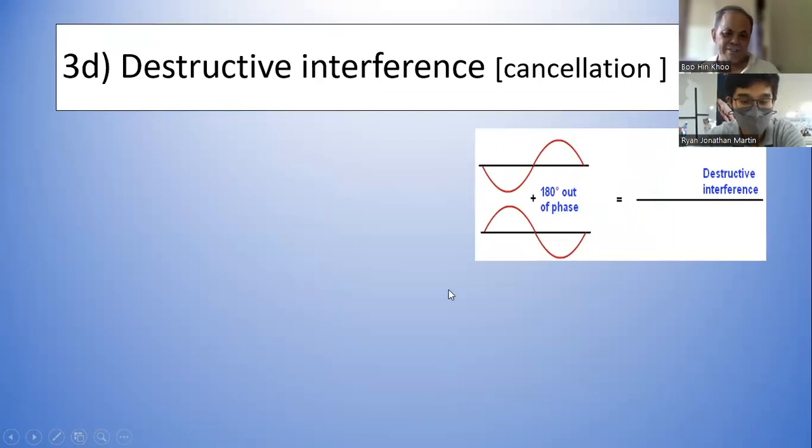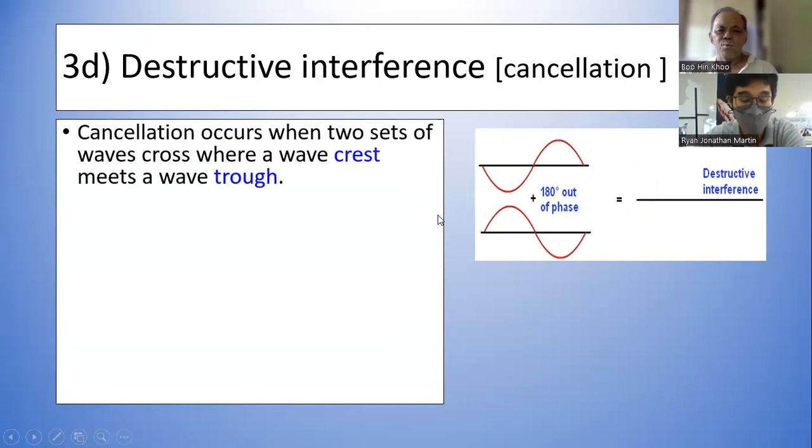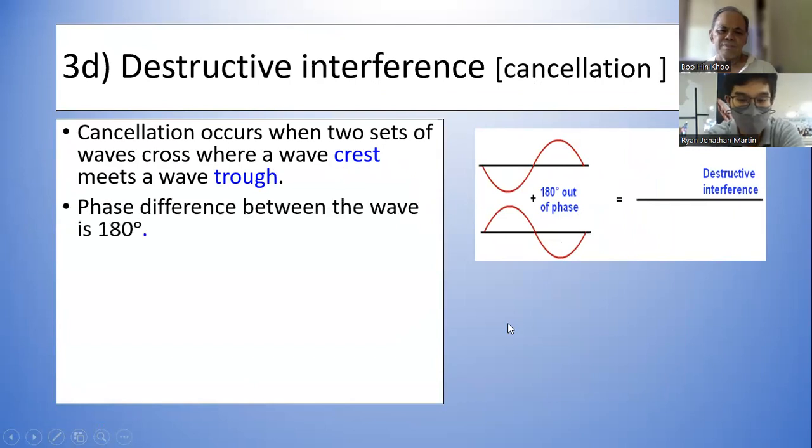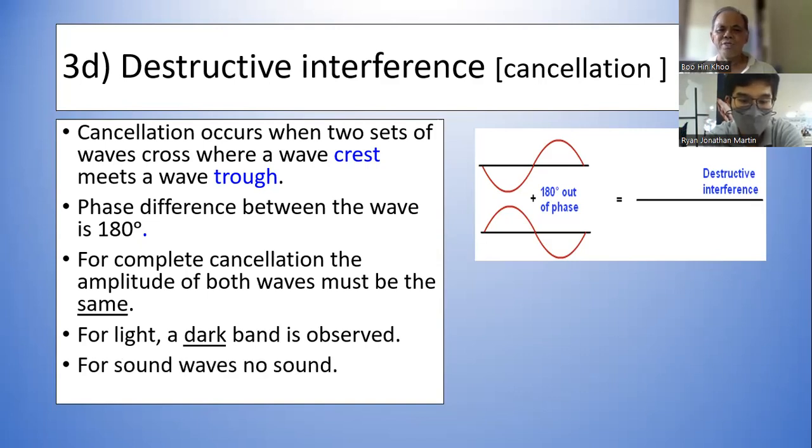Okay, so destructive interference, or we call it cancellation. When the two sets of waves cross, the crest meets the trough, or we say 180 degrees out of phase, we have complete cancellation. Both of them have the same amplitude. So if it's light, you see a dark line or dark band. Sound, you will hear no sound.